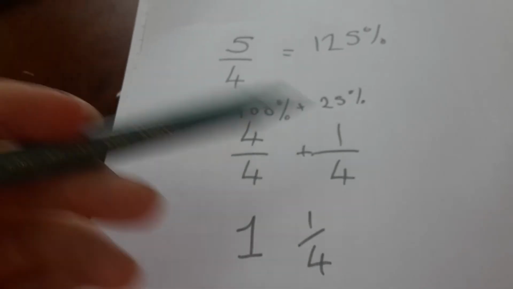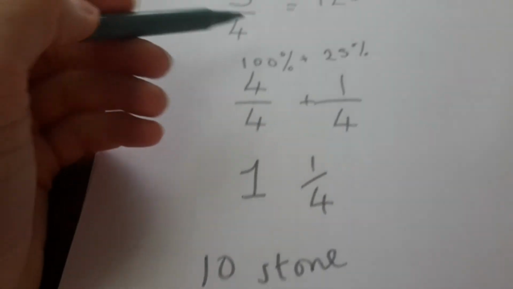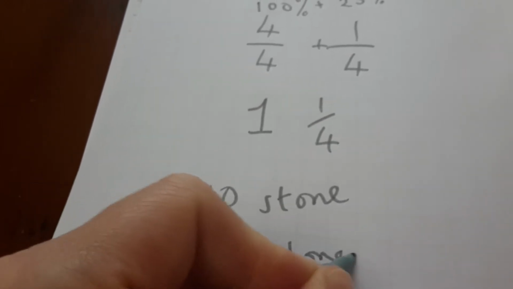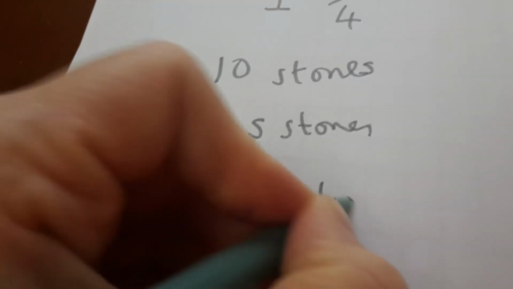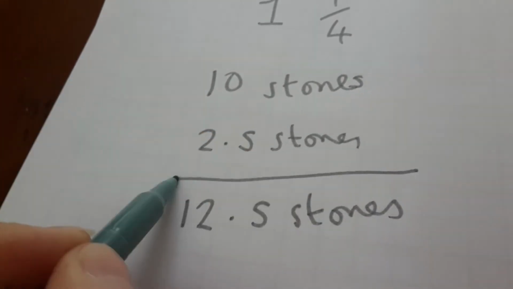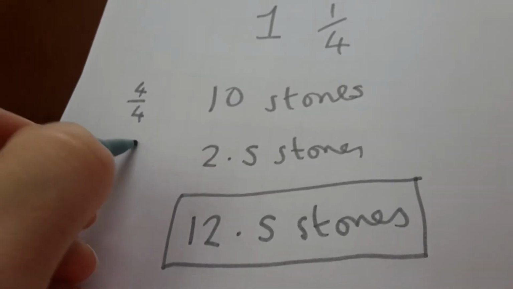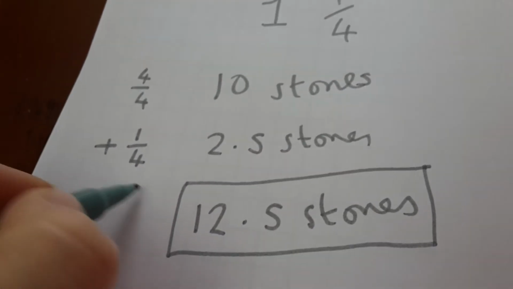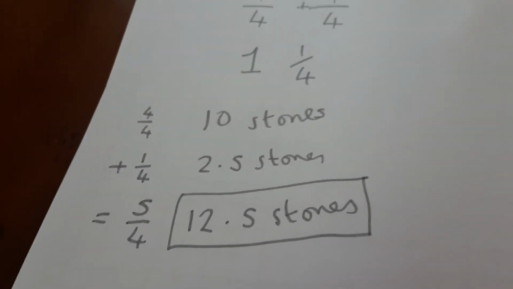So for example, if I weighed myself and I was 10 stone, 1/4 of that would be 2.5 stones. This would mean if I put on weight, so that I was then 12.5 stones, my new weight would be 4/4, which would be my original weight, plus an extra 1/4 of the 2.5 stones I've put on. So my new weight would be 5/4 of my original weight.